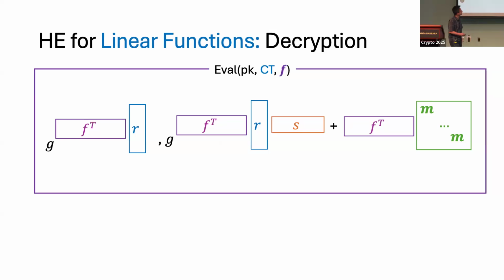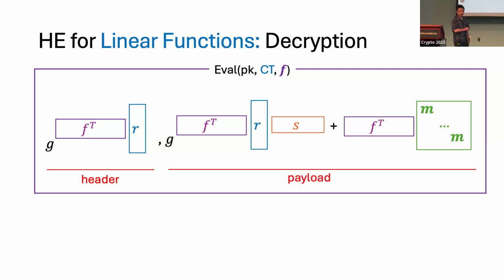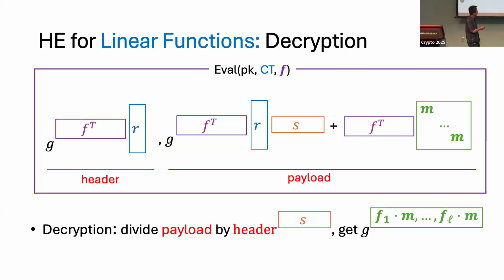So to decrypt this ciphertext, recall that this is our evaluated ciphertext. To decrypt it, we first denote the first component as the header, and the second component we defined as the payload. To decrypt it, we just compute the header to this secret key S. Then you will get this part. And then we divide the payload part, and we get the rest of the payload, which is the homomorphically evaluated ciphertext, which is the homomorphically evaluated value.